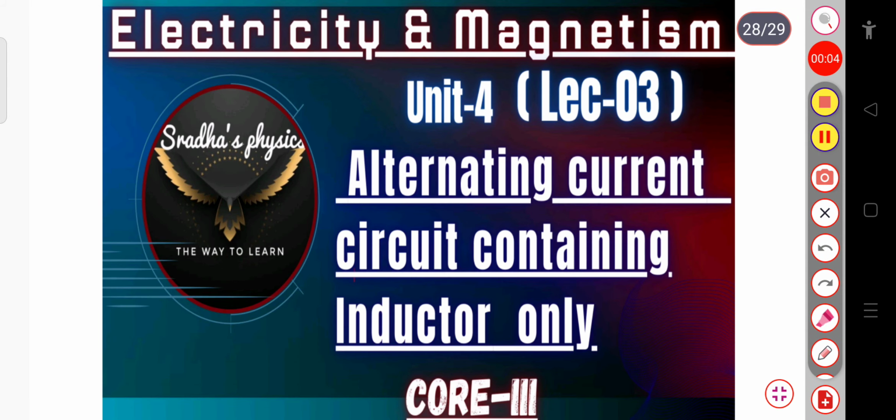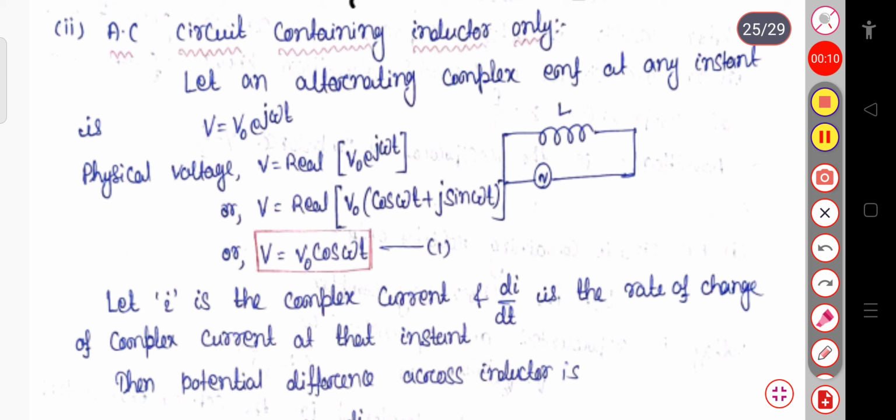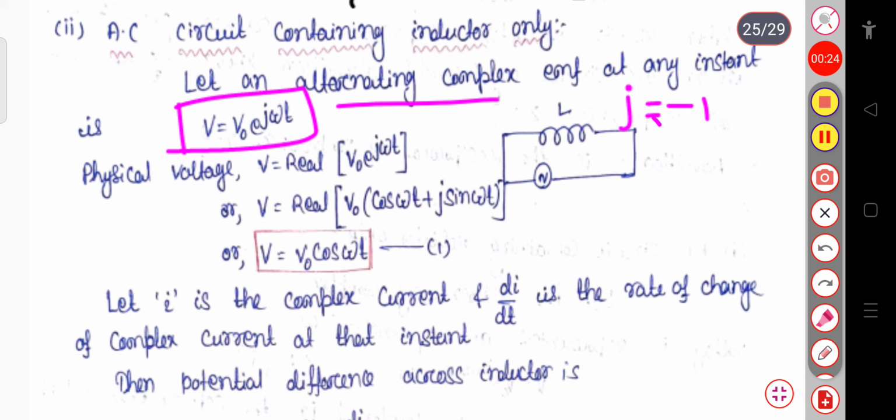Now in this lecture we will see the alternating current circuit containing inductor only. Now let us start our topic, that is the alternating current circuit containing inductor only. So let an alternating complex EMF at any instant be V equal to V naught exponential j omega t. Here j equal to root over minus 1, and here only the inductor is present in an alternating current circuit. Okay, this one is the inductor.